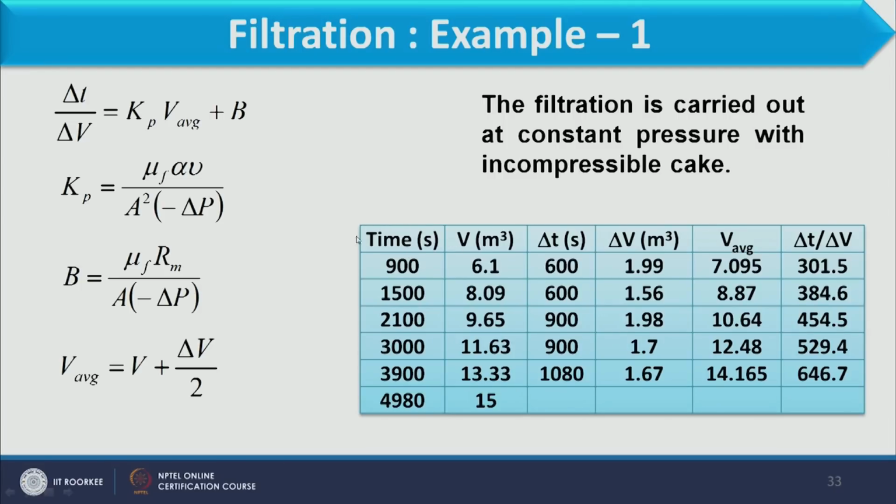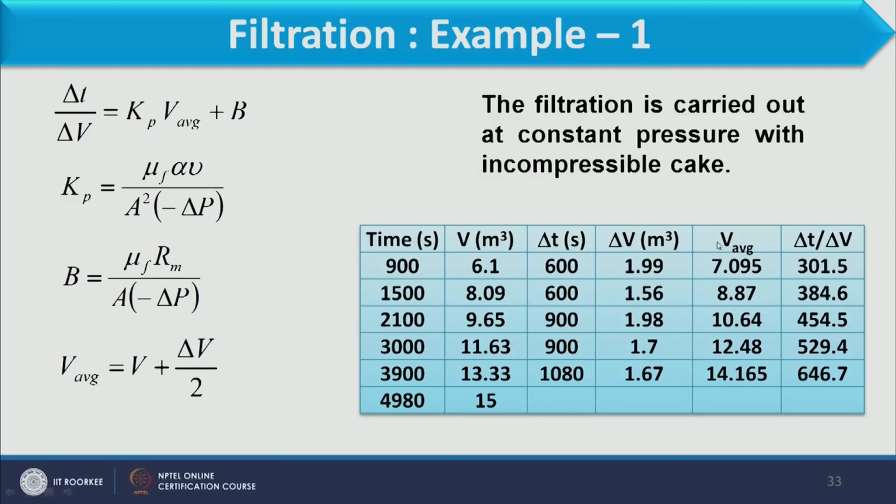If you see the operating data for this, we are given time and volume. Time we write in seconds and volume is in meter cube. So we can calculate delta T over here, that is this time minus this time, and similarly this minus this, that is quite an easy calculation. And here we have delta V, the difference in the volume. So this minus this 1.99, further this minus this 1.56. In a similar way we can calculate other values of delta V.